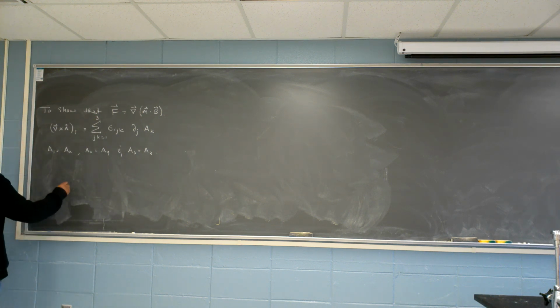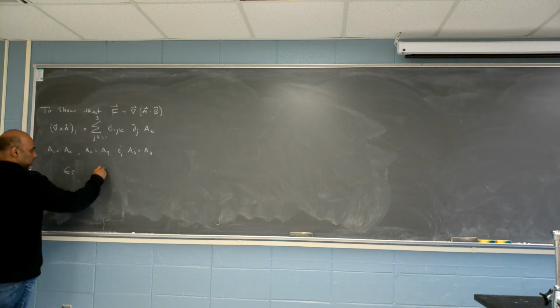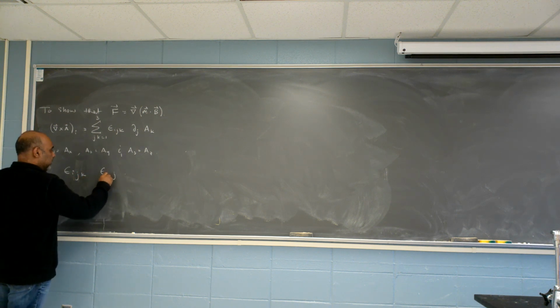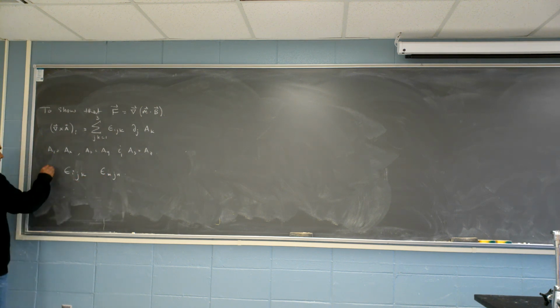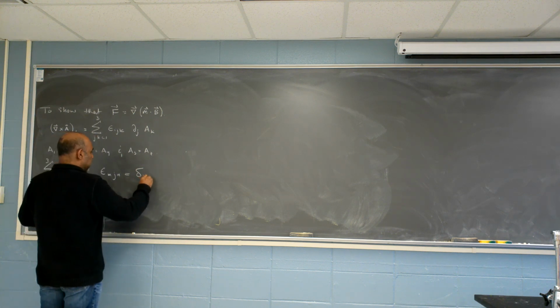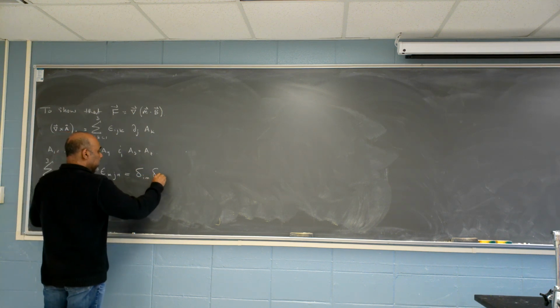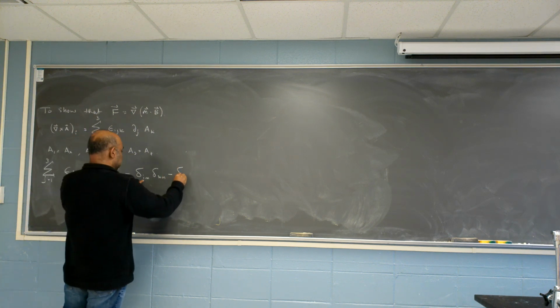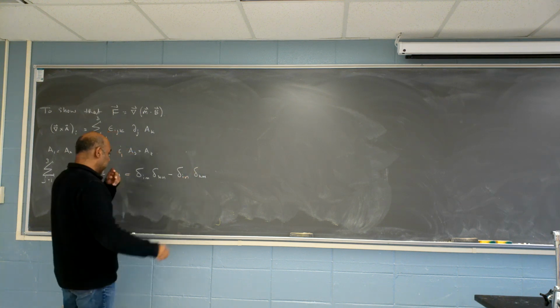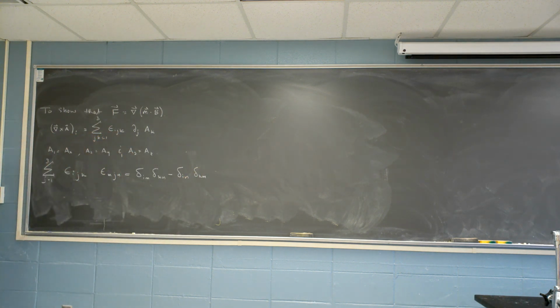And we also use epsilon_ijk epsilon_kmn, and you're summing over k. Always sum over repeated index. This is given by what? Delta_im delta_jn minus delta_in delta_jm. Okay?